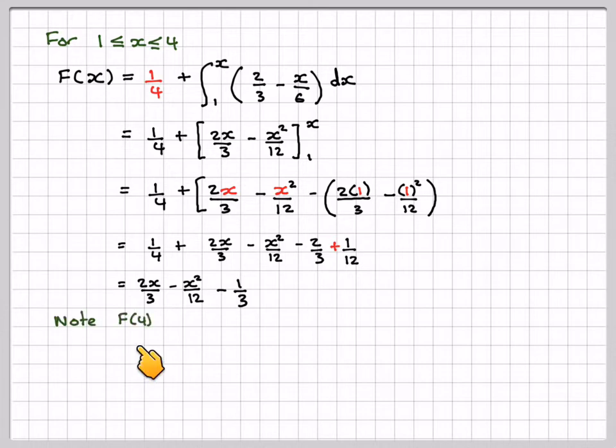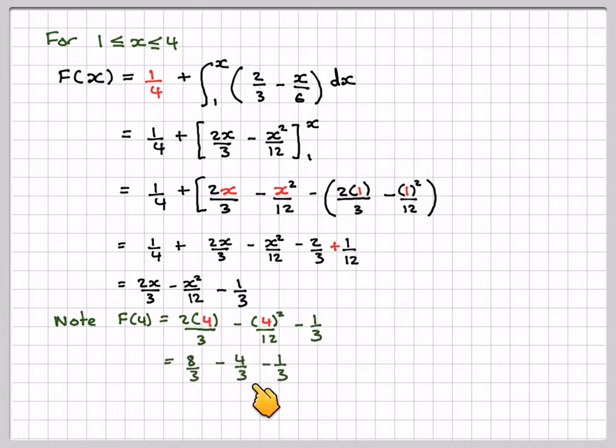Right, if I now work out F of 4 for this, putting 4 in at the end, I would expect the answer to be 1. So it's going to be 2 times 4 over 3 minus 4 squared over 12 minus 1/3, which is 8/3 minus 4/3 minus a third, which gives me 1 as expected.